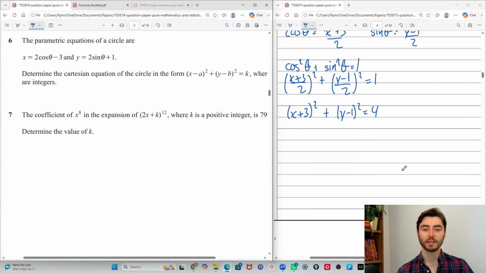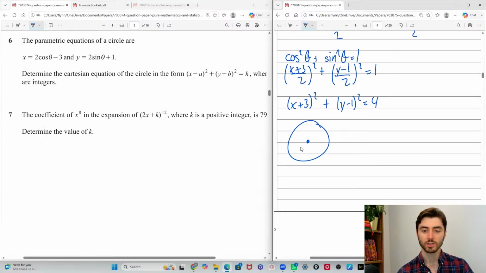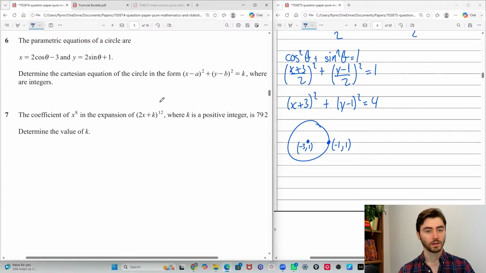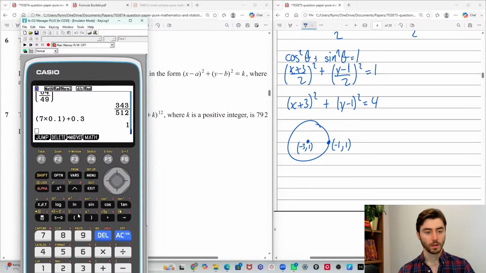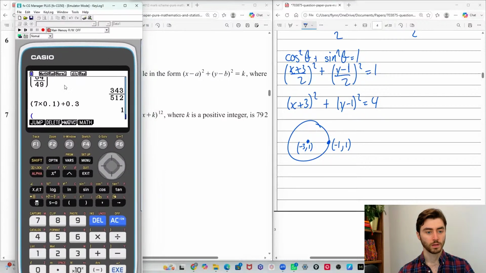I would be happy doing the same thing that I did before, actually. So because we know this is a circle with center of minus 3, 1, and a radius of 2, I know it's going to go through this point here of minus 1, 1. I can confirm that that lies on this by plugging it in. So minus 1 plus 3 squared and 1 minus 1 squared does equal 4.